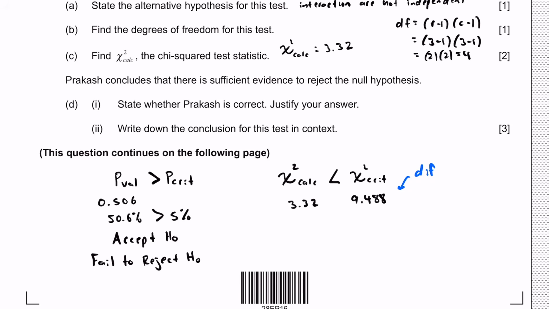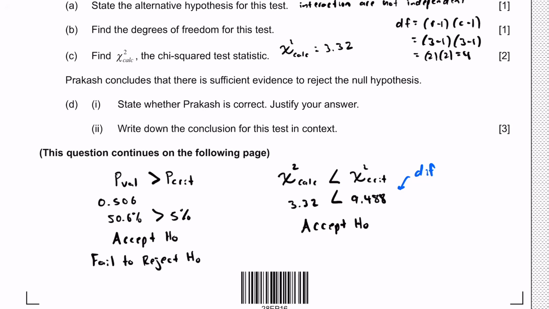But the chi-squared value of 3.32 says, hey, there's not actually a lot of difference between what we would expect and what we're observing. So it doesn't seem like these two variables are really influencing each other. So our chi-squared value in this case is less than our critical value. And once again, we would accept the idea that these things are independent and not influencing each other.